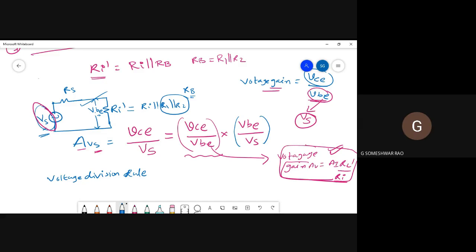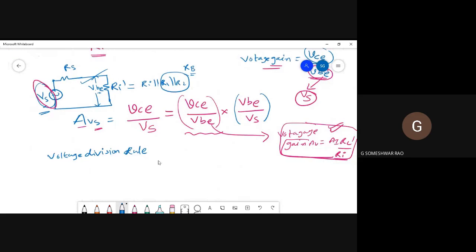VS. Yes. Now I need VBE. Can you tell me using the voltage division rule? VBE is equal to the voltage across RI dash, that is VS into RI dash. Very good. What is this VS? Total voltage, divided by RS plus RI dash. That's what I told you to refer to, the voltage division and current division rules. Are you with me, sir? Are you following what I am trying to say? Yes, sir. So VBE is equal to VS into RI dash by RS plus RI dash.